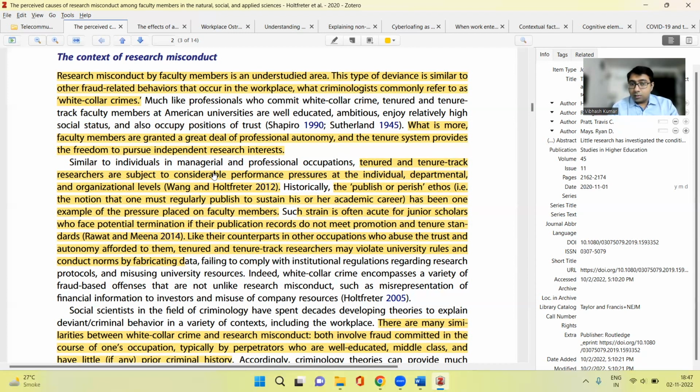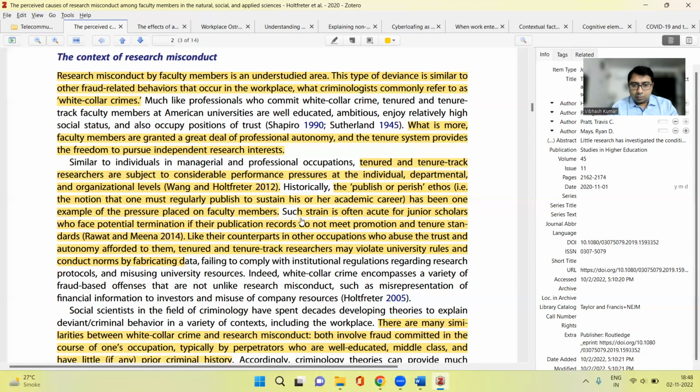So they are now subject to considerable performance pressures, because that's what we are always subjected to. We have to publish to showcase that we are doing well in our academic careers for further promotions. So they are under considerable performance pressures. Historically, the publish-or-perish ethos, the notion that one must regularly publish to sustain the career, has been one example of the pressure. And then such strain is often acute for junior scholars who face potential termination if their publication records do not meet promotion and tenure requirements. And then, like their counterparts in other occupations, we are not going to talk about this.